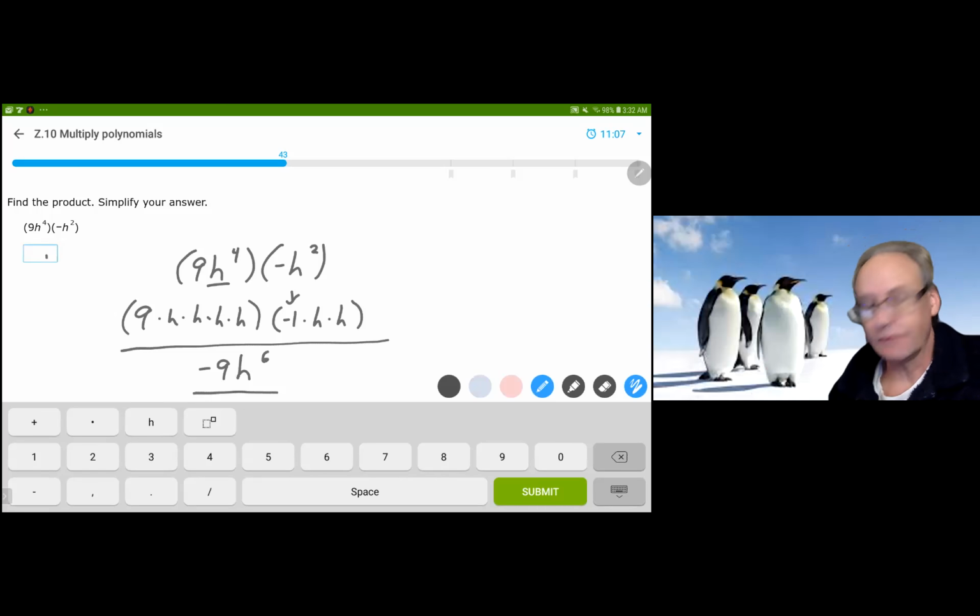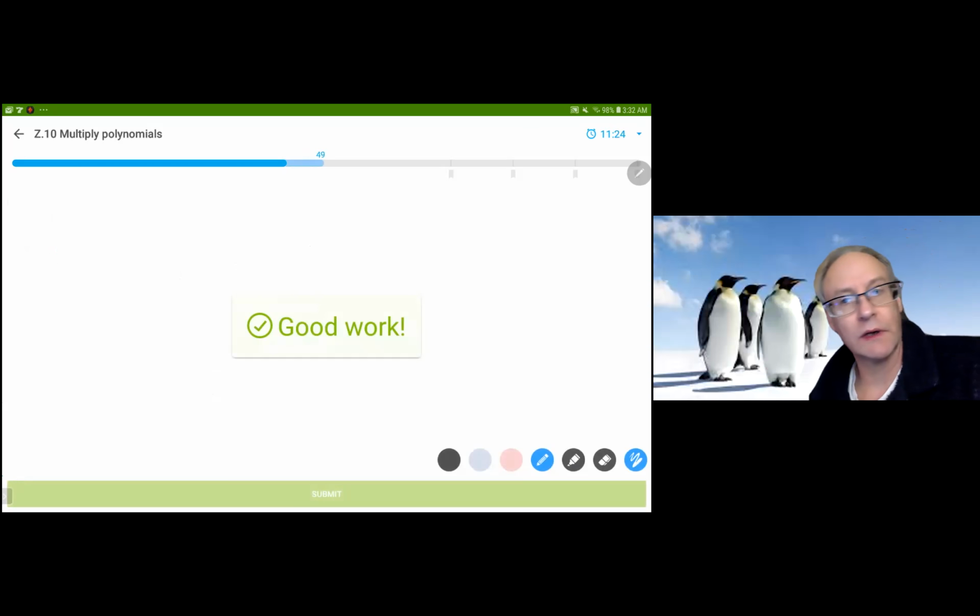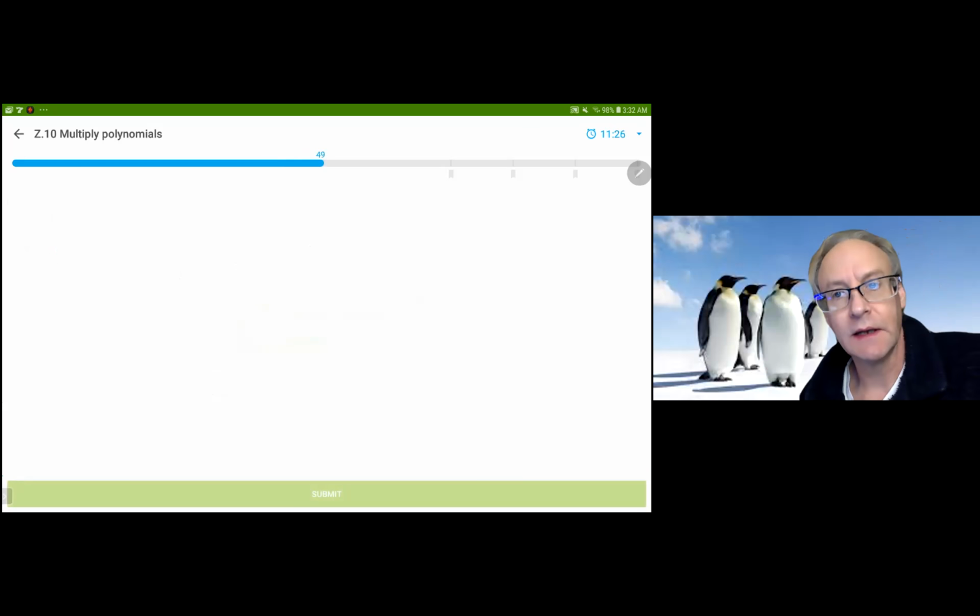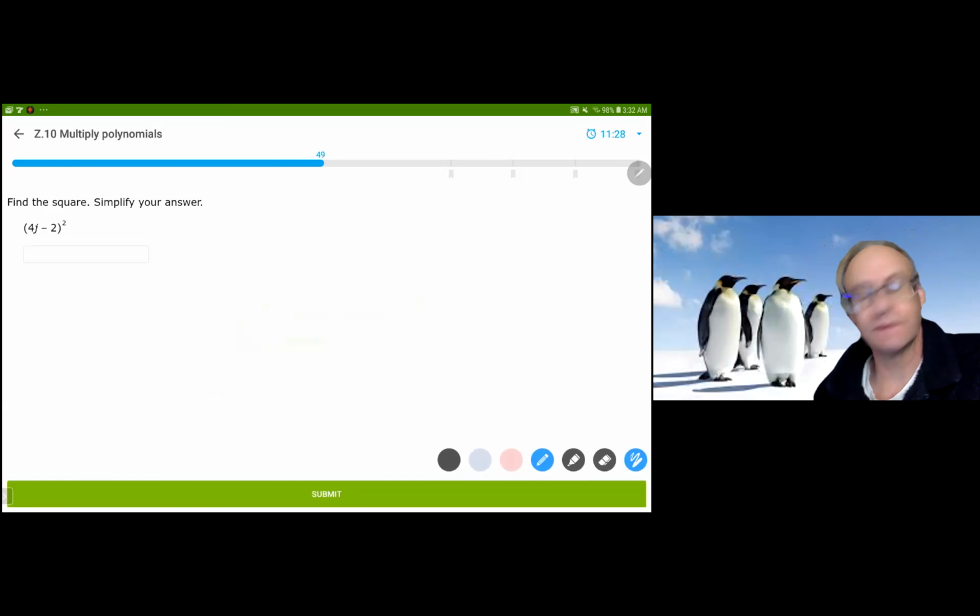I know it doesn't seem like there's a big difference between memorizing it and knowing why it works, but it's night and day the difference in how well you'll understand it. So it's -9h raised to the sixth power. Memorizing rules will never work. There are too many, and they overlap, and there's just too much to do.